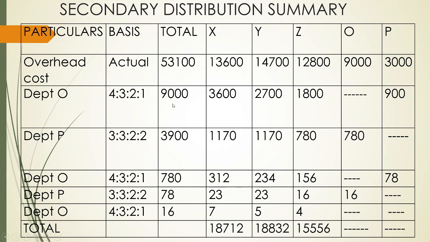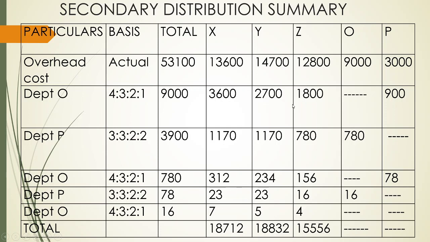For X department, 9,000 into 4 by 10, that is 3,600. For Y department, 9,000 into 3 divided by 10, that is 2,700. For Z department, 9,000 into 2 divided by 10, that is 1,800. And to P department, 9,000 into 1 divided by 10, that is 900. Now, department P overhead should be distributed to the other departments X, Y, Z and O. We have 3,000 rupees overheads of P department, plus we have received a share of 900 from O department. So the total overheads now available with P department is 3,900.